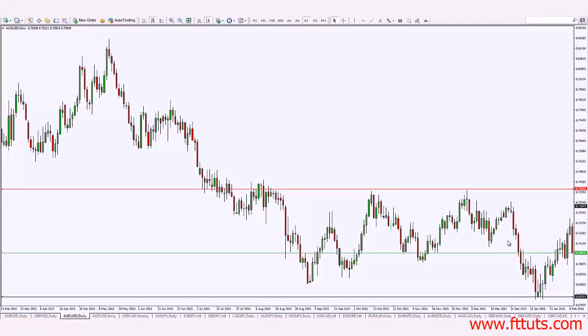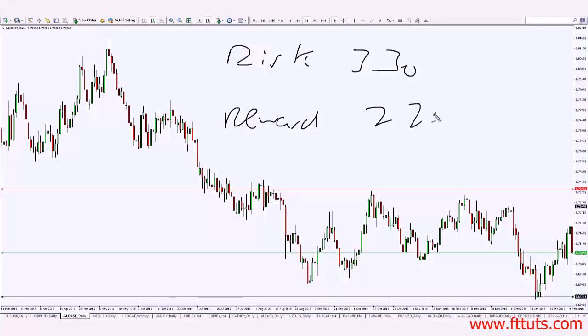So you can see over here, the green is where they got short, red is their stop loss, black is where they're looking to take their profits. So in terms of risk to reward, they are basically risking about 330 pips to make 220 pips. So your risk is 330, and your reward is potentially 220.